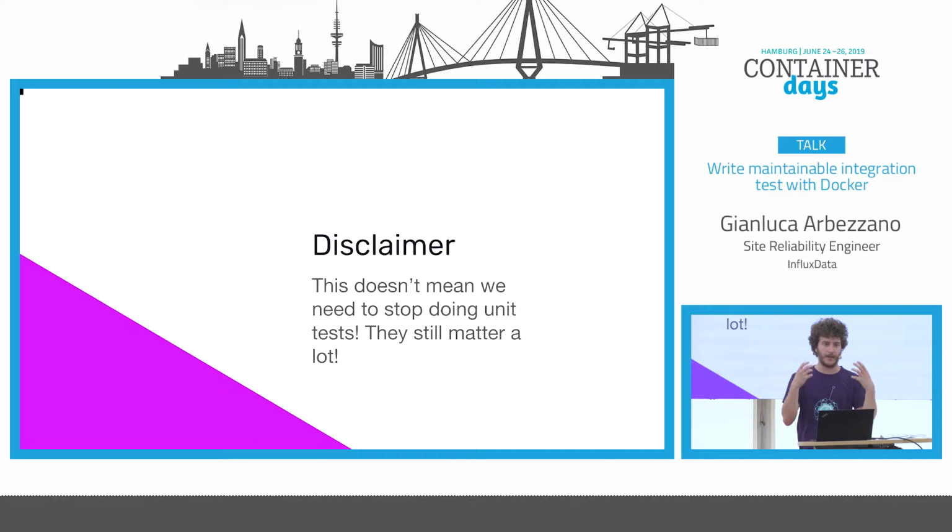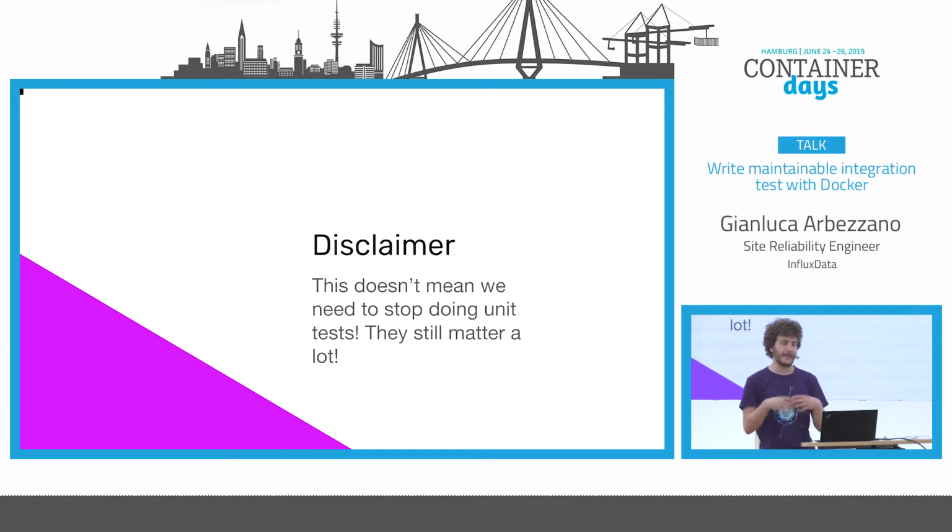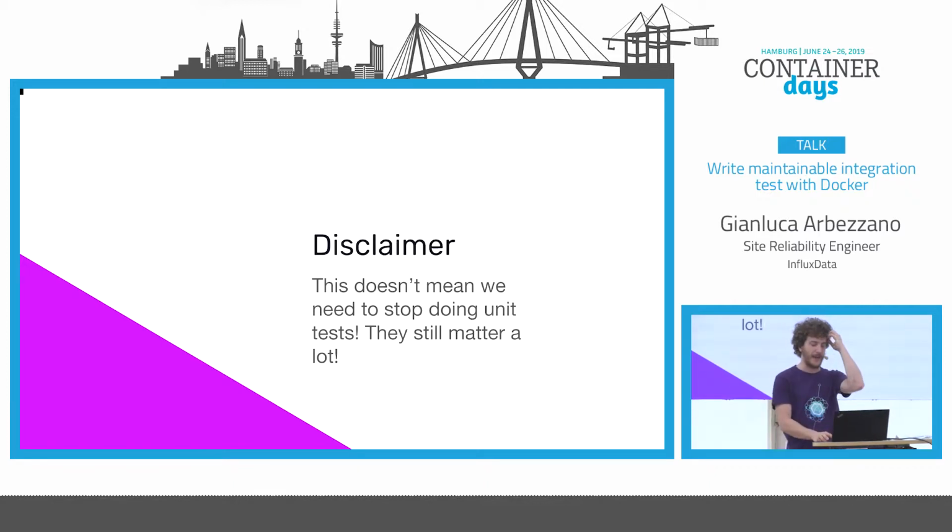But at some point, I need more. I need to test with the actual service that I rely on, because that's where stuff starts to fail. That's where I go over the network to reach a service that I depend on. This is where the problem starts to happen.